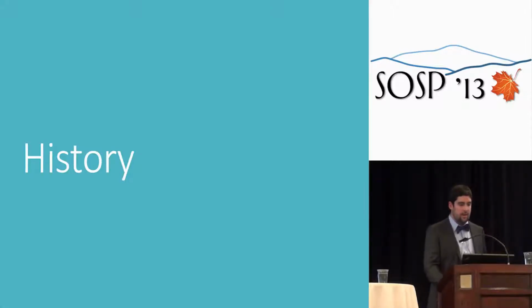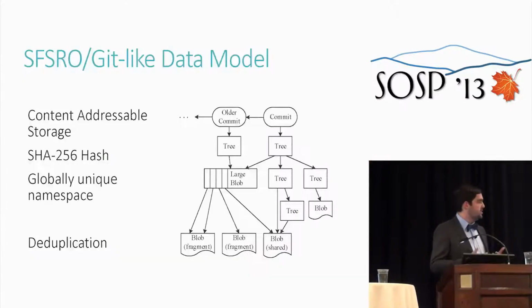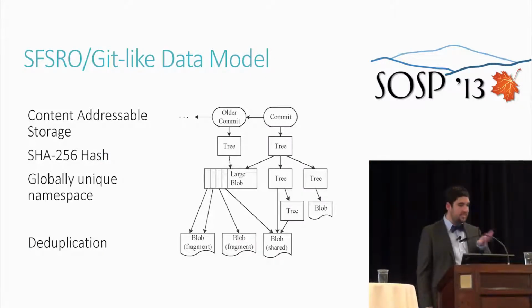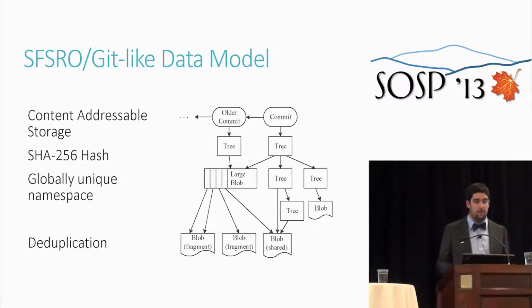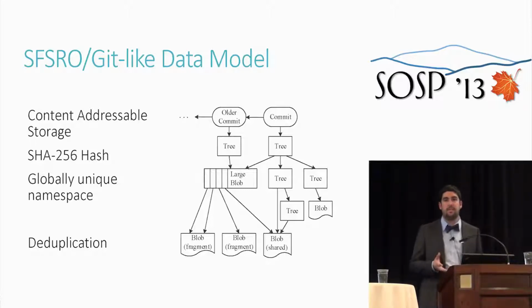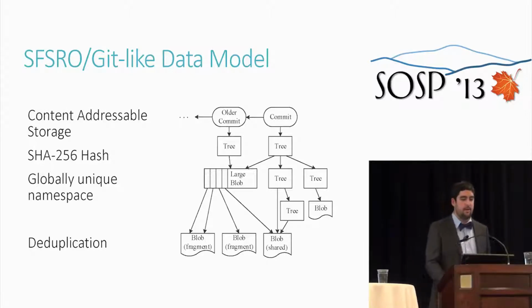So now let's start talking about history. So this is just a little background matter for you to understand the rest of the talk. SFSRO and Git, we've basically borrowed their data model to implement Ori. So we have a content addressable storage system where we store objects by the SHA-256 hash of their data. This creates a nice global unique namespace, and it also provides us an easy way to do deduplication to save you some space. And what we have on the right is a diagram of basically how the structure of our file system looks like. We have commit objects that represent snapshots in time, trees that represent directories, and blobs that represent files.